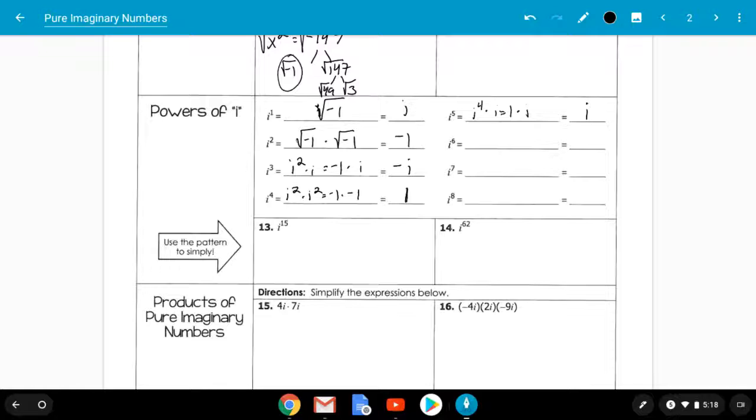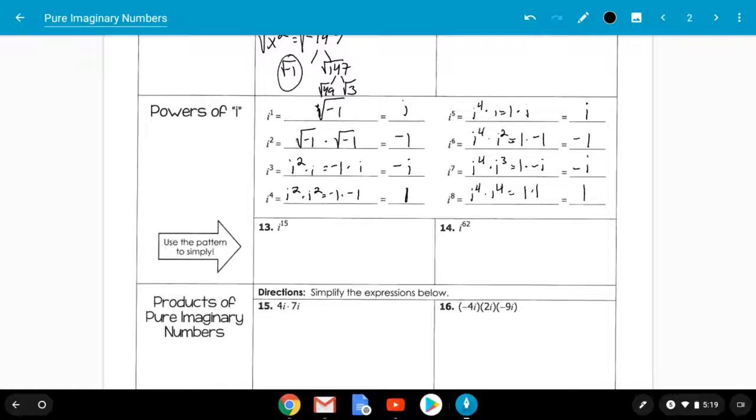Well, what's i to the sixth? Couldn't I rewrite i to the sixth as i to the fourth times i squared, which, if we look over here, is just 1 times negative 1, which is negative 1? And can't we rewrite i to the seventh as i to the fourth times i cubed, which is 1 times negative i, which is negative i? And can't we rewrite i to the eighth as i to the fourth times i to the fourth, which equals 1 times 1, which is 1?